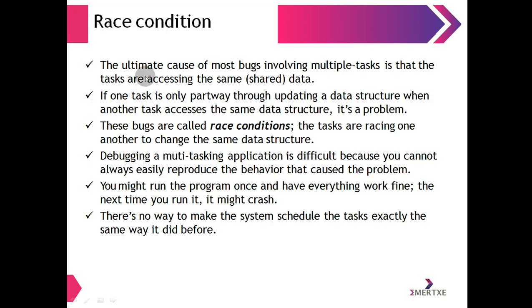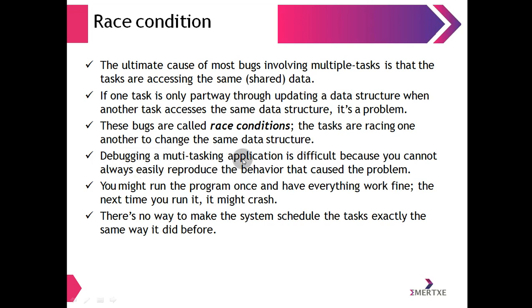Race condition. The ultimate cause of most bugs involving multiple tasks is that the tasks are accessing the same shared data. If one task is only part way through updating a data structure when another task accesses the same data structure, it's a problem. These bugs are called race conditions. The tasks are racing one another to change the same data structure.